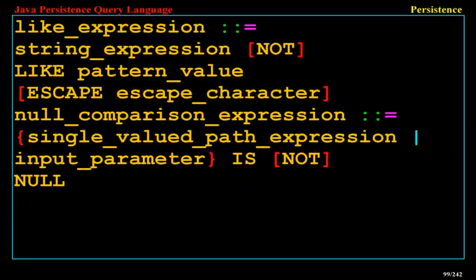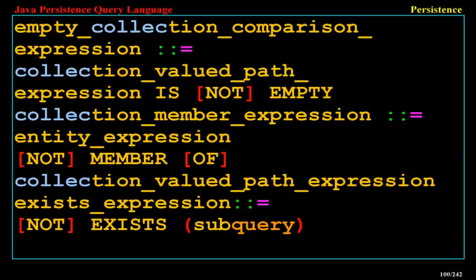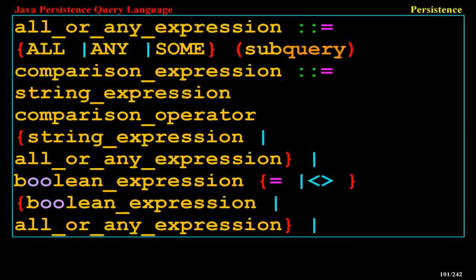null_comparison_expression ::= {single_valued_path_expression | input_parameter} IS [NOT] NULL. empty_collection_comparison_expression ::= collection_valued_path_expression IS [NOT] EMPTY. collection_member_expression ::= entity_expression [NOT] MEMBER [OF] collection_valued_path_expression. exists_expression ::= [NOT] EXISTS (subquery). all_or_any_expression ::= {ALL | ANY | SOME} (subquery).